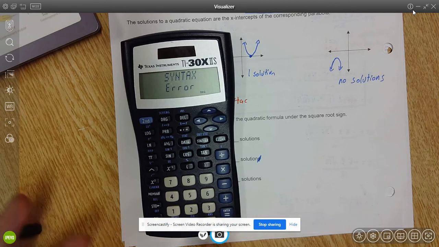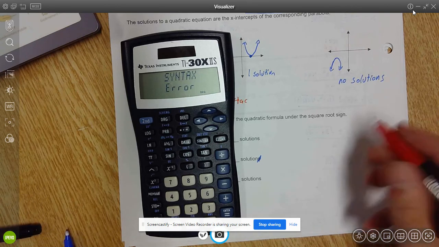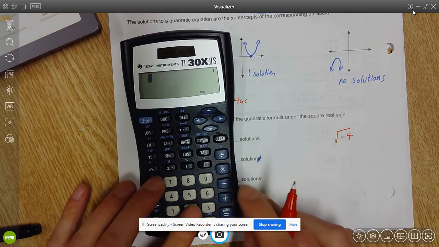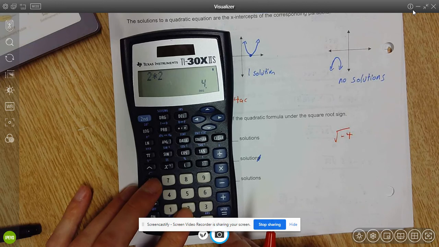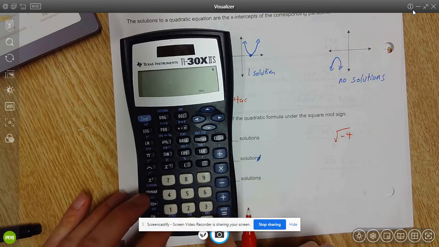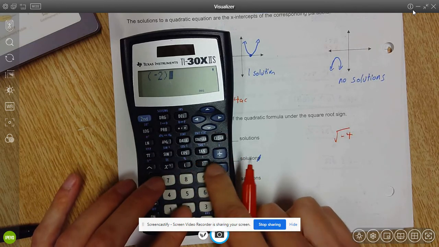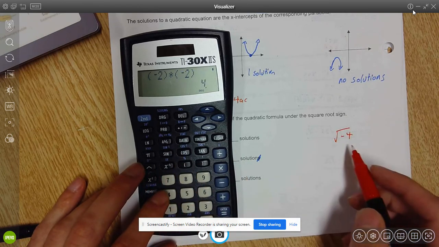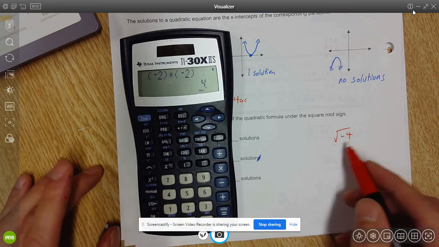Because if you think about what a square root means, it means two numbers times each other that equal the number under the square root. But the problem is, I can't multiply 2 times the same number to equal a negative. So for example, I'm trying to find the square root of negative 4. Well, the answer is not going to be 2, because 2 times 2 is positive 4. But the answer also isn't going to be negative 2, because negative 2 times negative 2, my answer is still positive 4. So there's no number that I can times it by itself and get a negative.